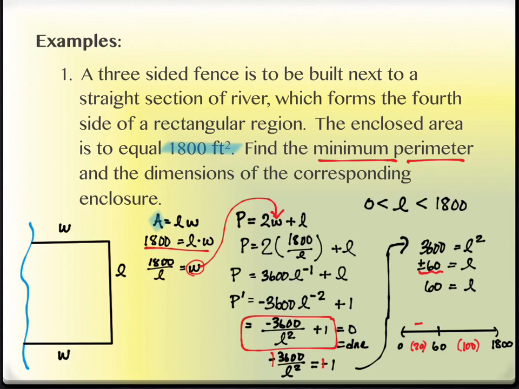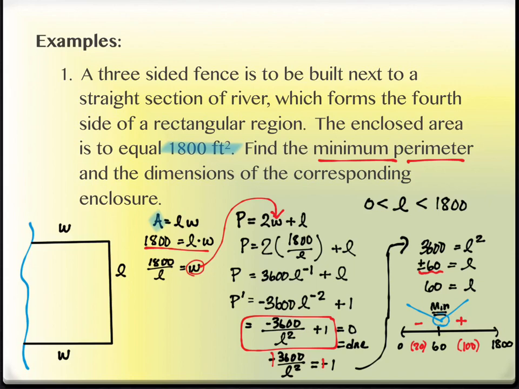I'll get a positive. Okay, so I know it's been a minute, but negative means it's decreasing. Positive means it's increasing. So what is this point? It's a minimum. What was I looking for?